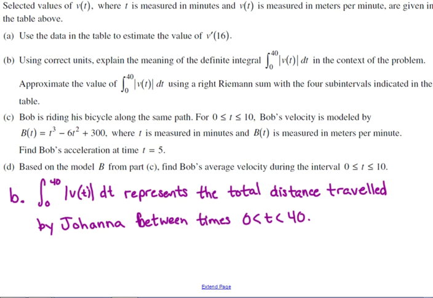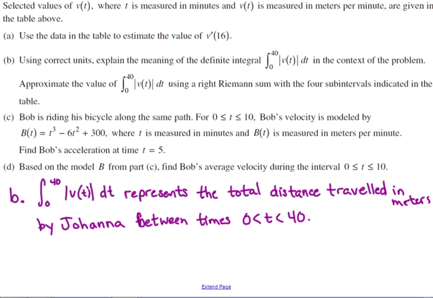And it can't hurt to put units in there. I didn't say anything about units. Let's see here. v of t is measured in meters per minute, so we'll say traveled in meters. Okay, so that's part B. Part C, they give you a velocity function. They ask you for the acceleration at time 5. Take the derivative, plug in 5. That's all you're doing there for part C.